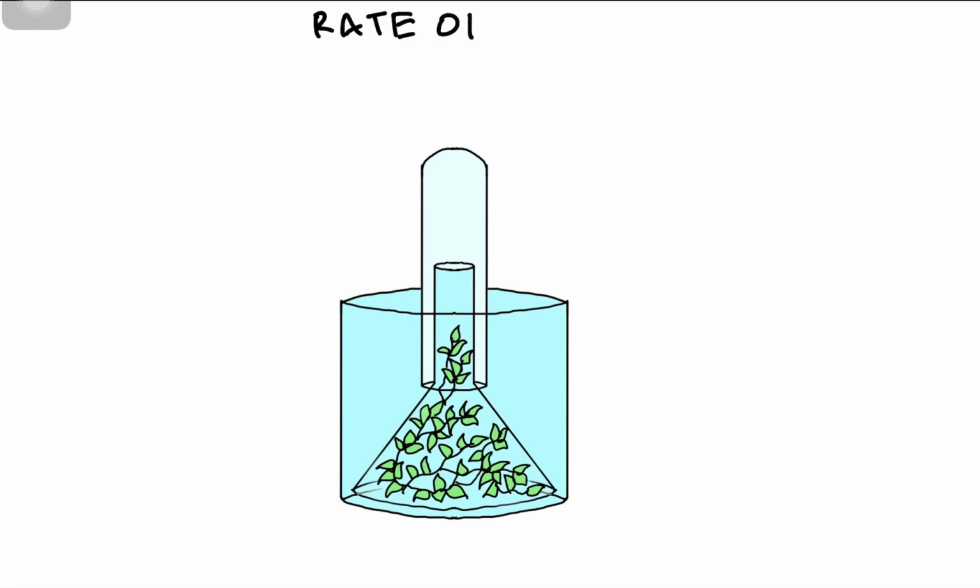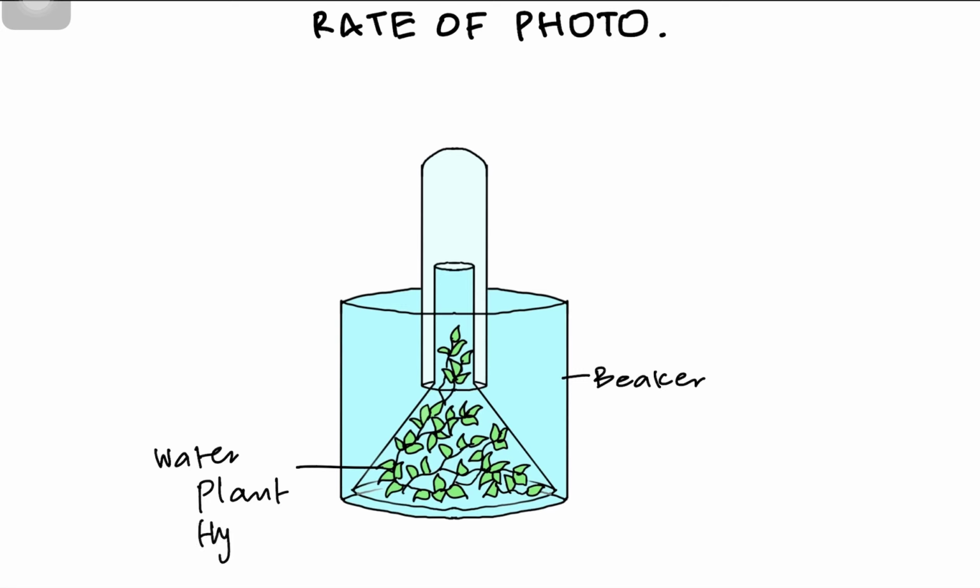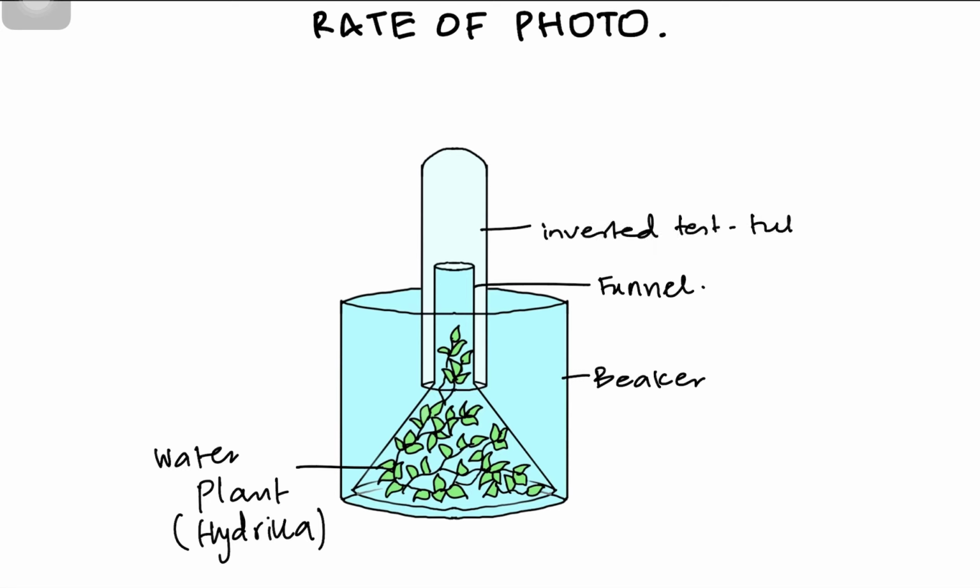When we talk about the rate of photosynthesis, you can see a very clearly drawn diagram, which is a very good setup to measure the rate of photosynthesis. We have a beaker. On the inside, we have a water plant, for example, hydrilla. Then we have a filter funnel, which is inverted upside down. Then we have a test tube, which is also inverted upside down and placed on top of the funnel.